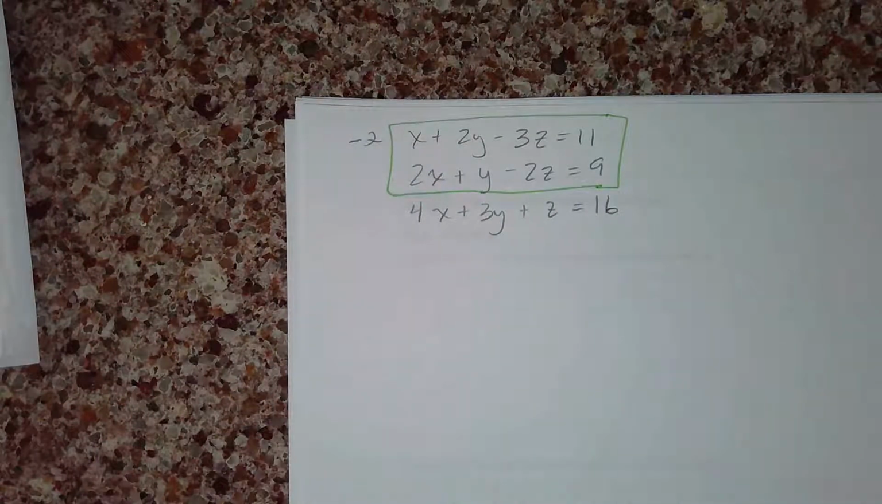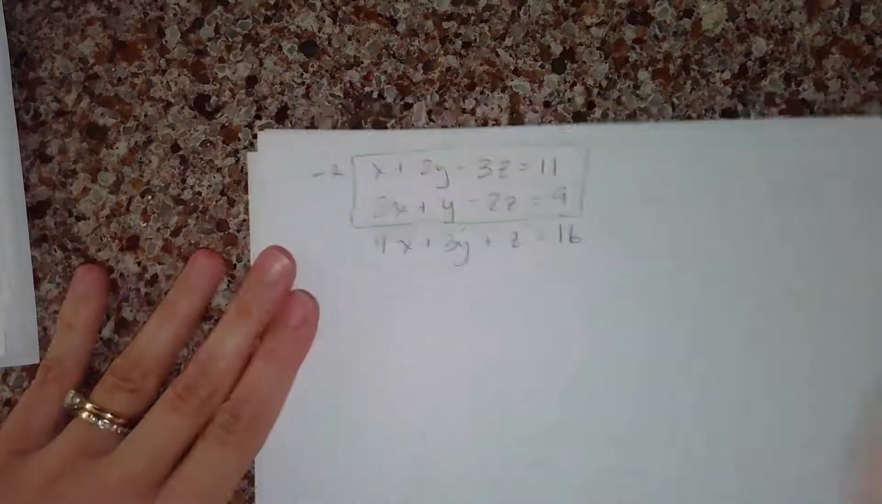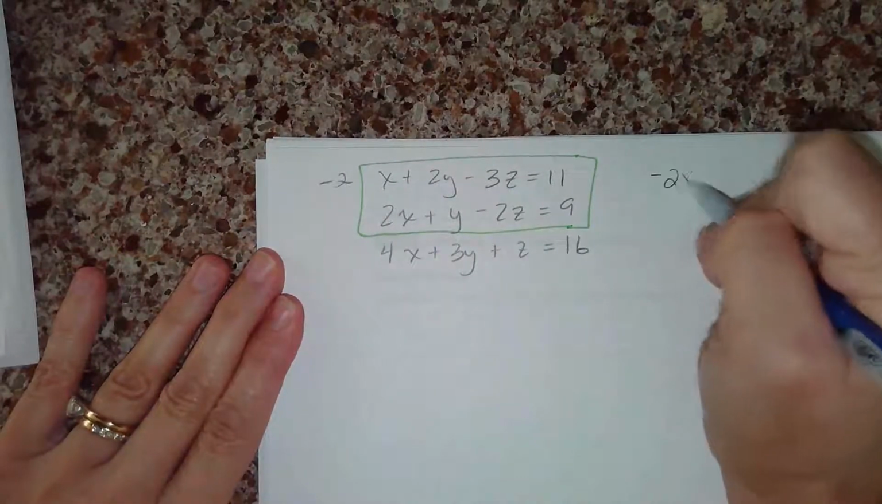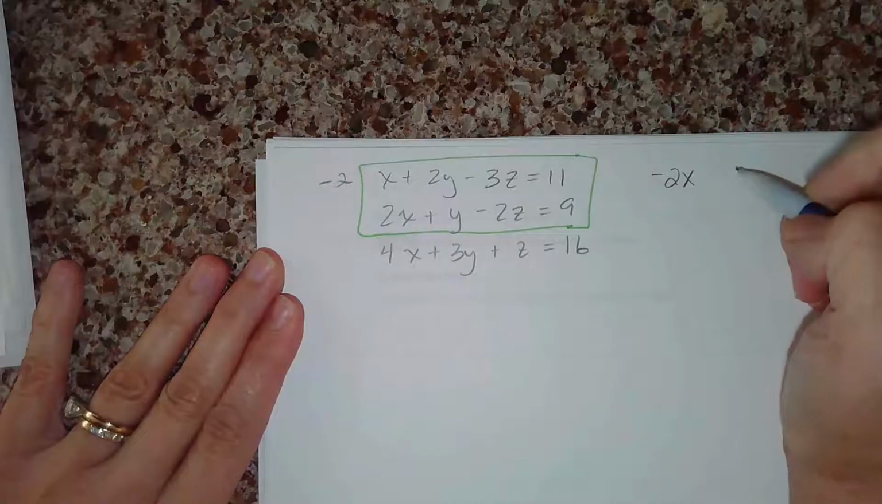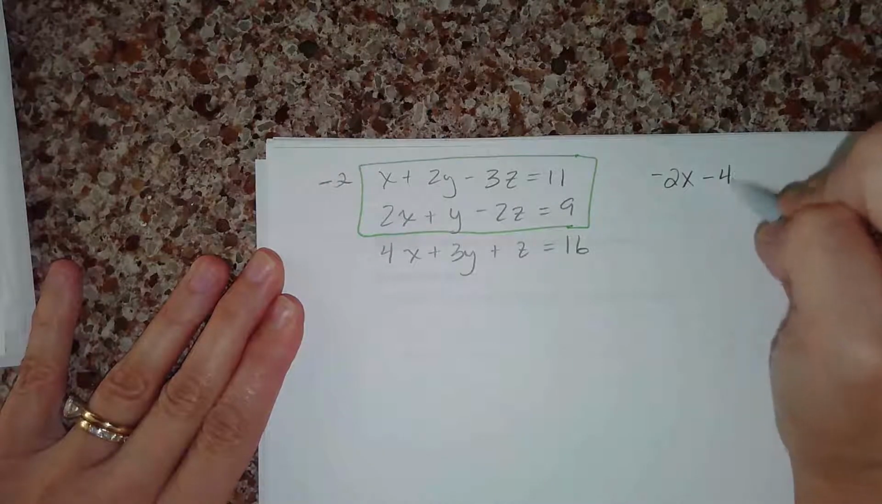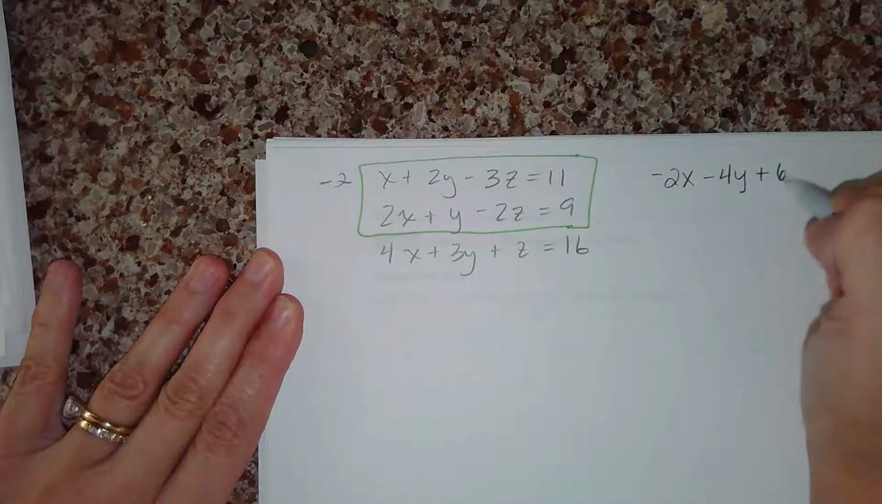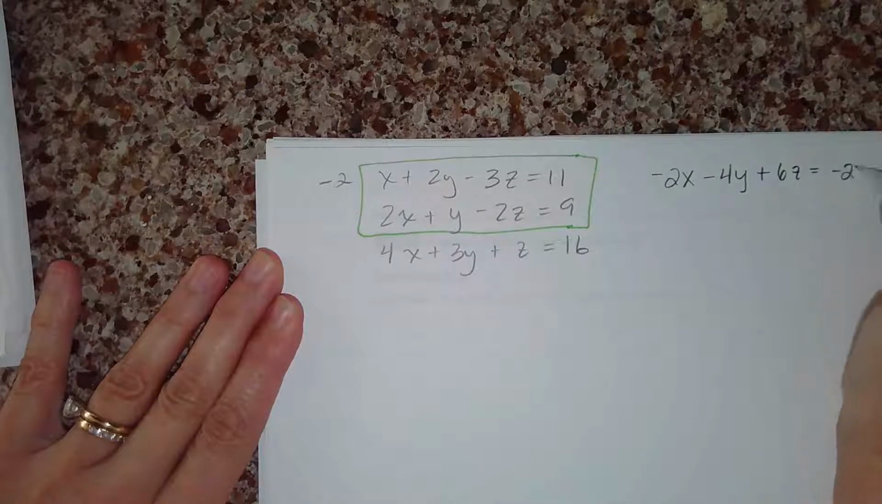If I can multiply that top equation by -2, then my x's would cancel out because I'd have -2x and +2x, and therefore they'd go away. So that's what I'm going to do. I'm going to multiply that top equation by -2. So I have -2x minus 4y plus 6z equals -22.